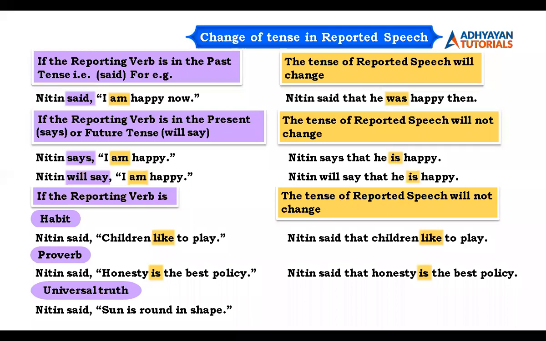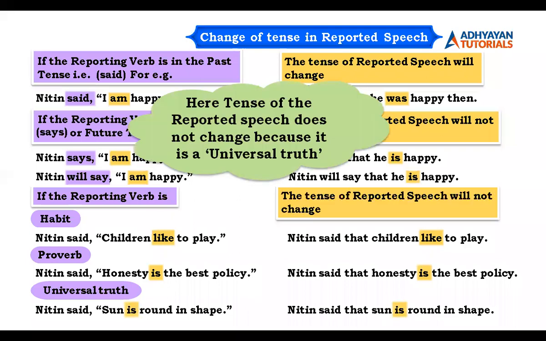Yes. What are the other changes? Instead of comma, we have to write that, and we have to remove inverted commas. Okay, but will you change the tense inside? No. Why? Because it is a universal truth. Right. So tell me the answer. Nitin said that sun is round in shape. Yes, that is absolutely correct. Thank you so much, Ria.